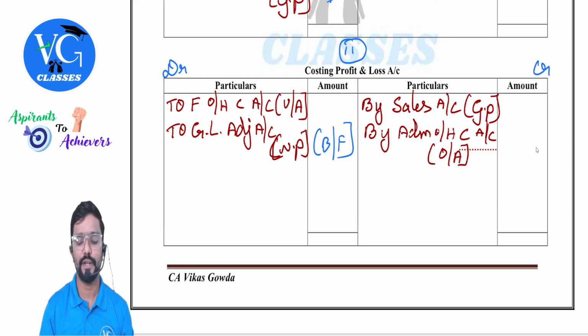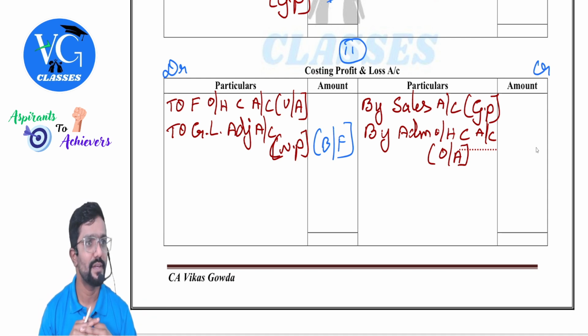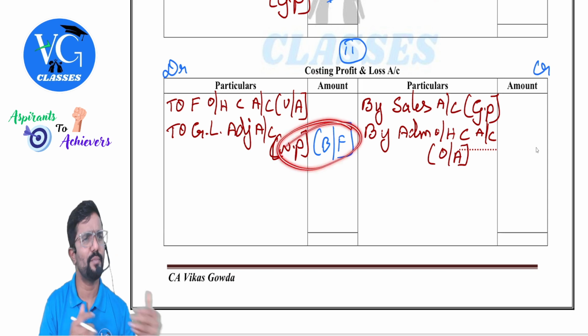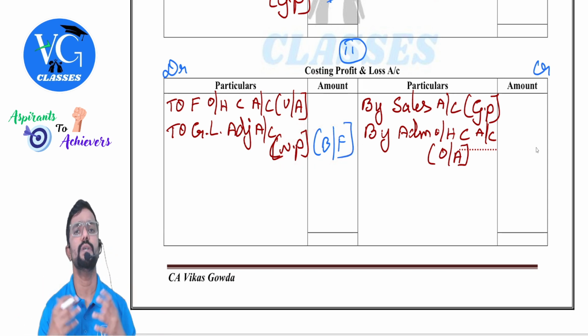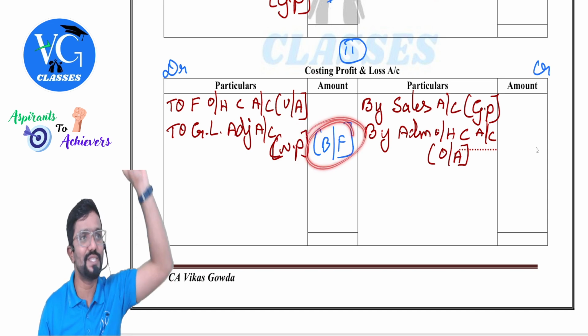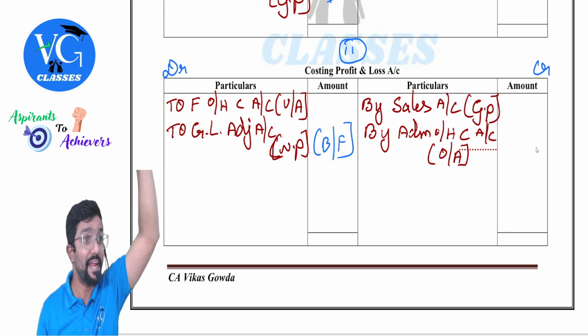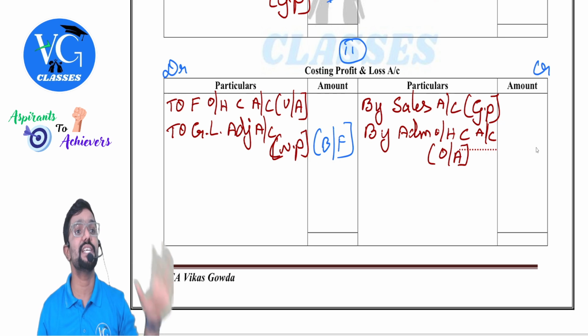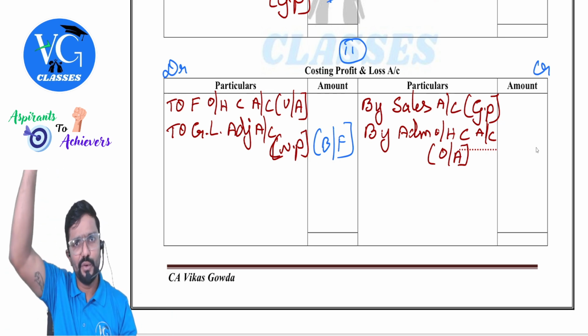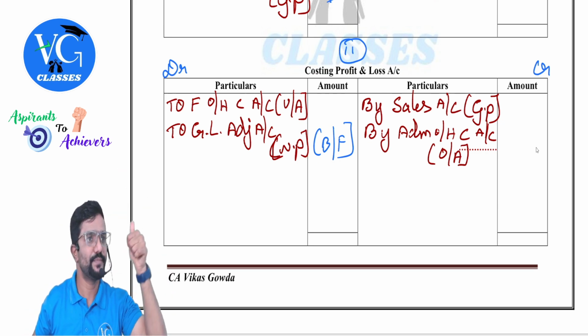The final profit, you have to transfer it to general ledger adjustment account. Clear? So, whatever final profit or final loss, transfer it to general ledger adjustment account. And only after this, I can close general ledger adjustment account. I told you, you need to close that account at the end. Please close the general ledger at the end, guys. Rest all you can close in the order, whereas general ledger, please close it at the end.